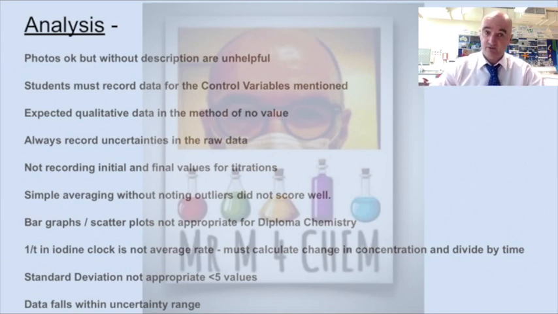Standard deviation, very popular. Stop it, don't do it. If you have less than 5 values that you're putting into that standard deviation calculation, it's not valid, and you will not get any marks for uncertainty. Less than 5, don't do it.